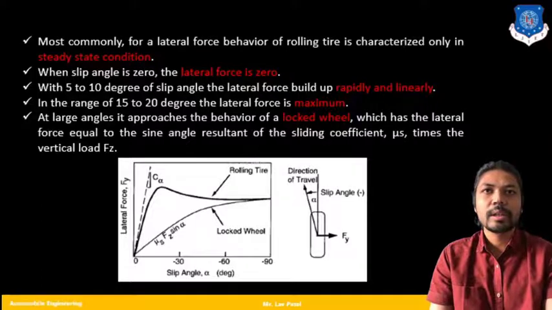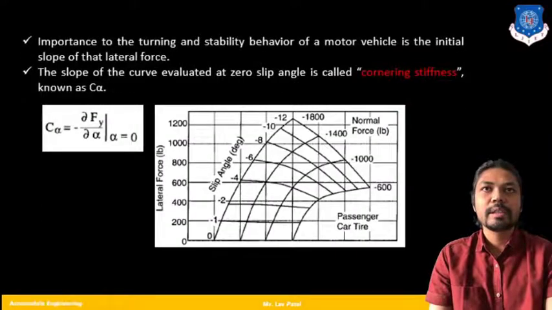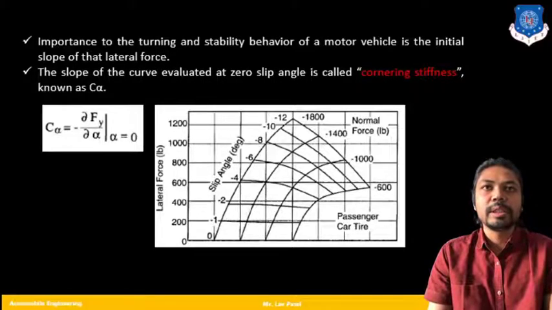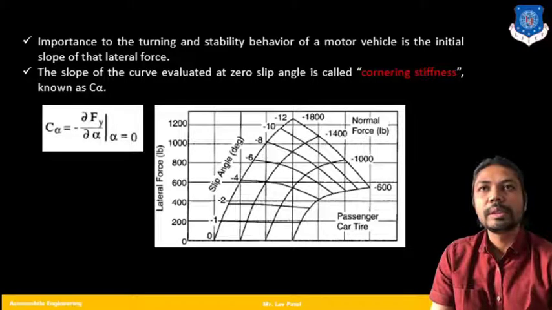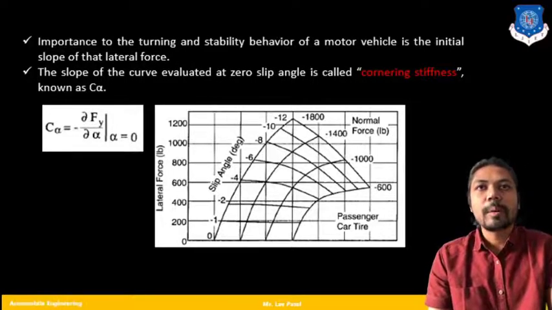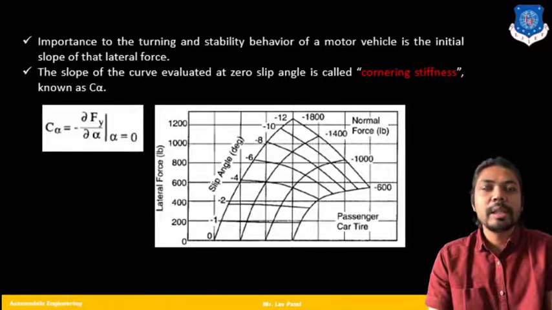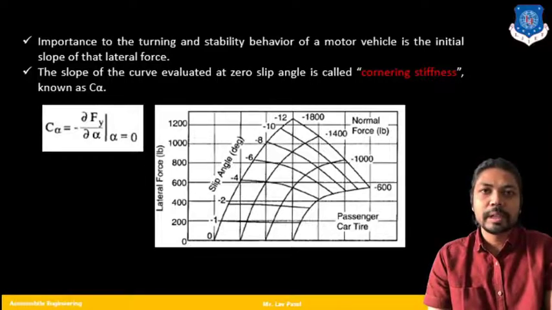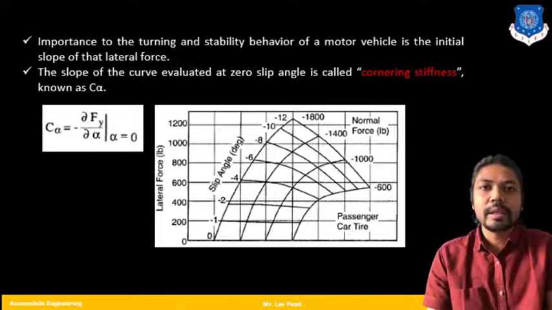Moving further, the importance of turning and stability is something we have to keep in mind for the vehicle's performance, and that is going to be affected by my lateral forces. Also, the slope of the curve evaluated at zero slip angle is called cornering stiffness. So at zero slip angle we will find cornering stiffness, that is C alpha. This equation of C alpha is the expression for the lateral force in our tire.